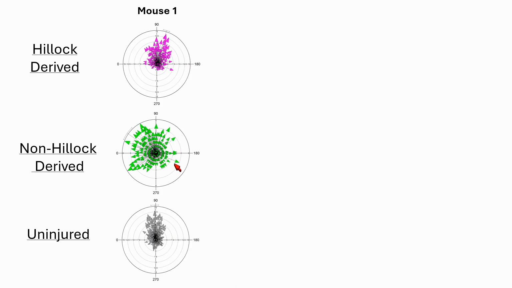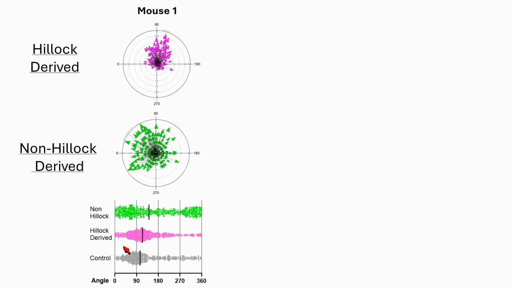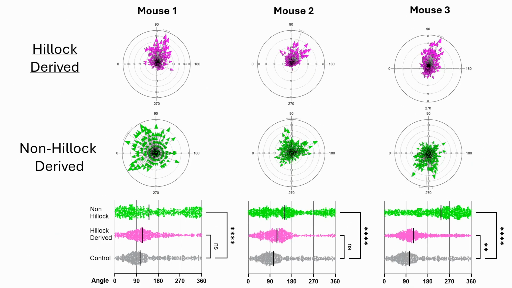We can get even more rigorous on this, looking at the angles of each of the particles here on the y-axis for all 3 of those conditions. And again, hillock-derived seems very similar to uninjured control and different than the non-hillock. And we can even do statistics on this. And this is just one mouse. We can look across multiple mice, showing this is a pretty robust finding.